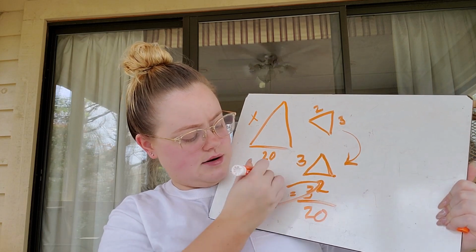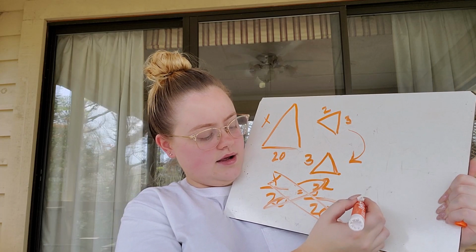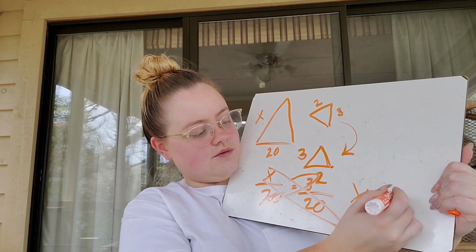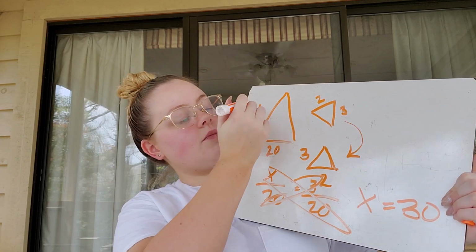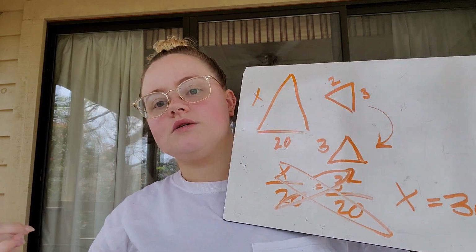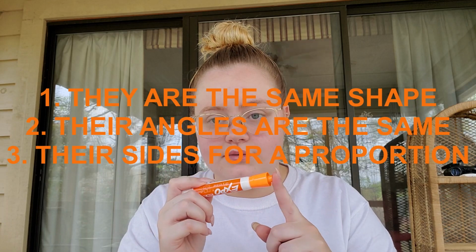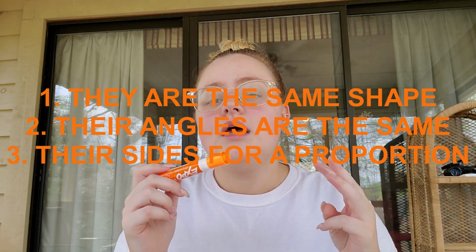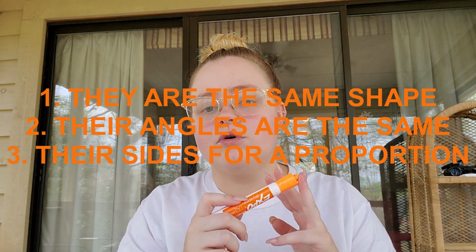I go ahead, cross multiply, and I'm going to get x equals 30. So my side length over here is going to be 30, okay? So, similar figures. What we've talked about today. They're the same shape. Their angles are the same. Their sides form a proportion, and we need to solve for that missing side, okay?